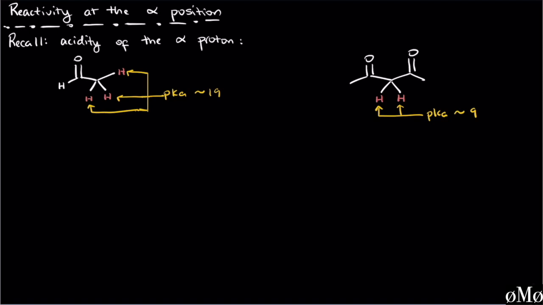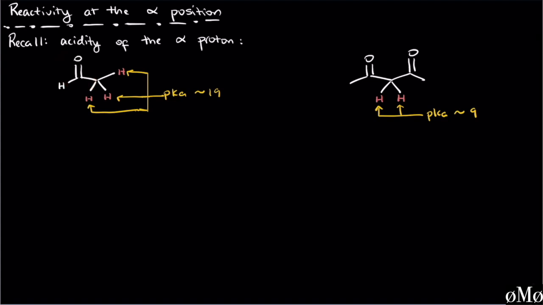For the rest of the video, we're going to focus on the reactivity at the alpha position, specifically the alpha carbon and the alpha protons on a carbonyl compound. I'd now ask you to recall the acidity of these alpha positions. If you have a regular ketone or aldehyde, the alpha protons have a pKa of about 19. This is pretty low compared to other sp3 alkane carbons, and it has a lot to do with the resonance form that is drawn once you deprotonate the alpha position.